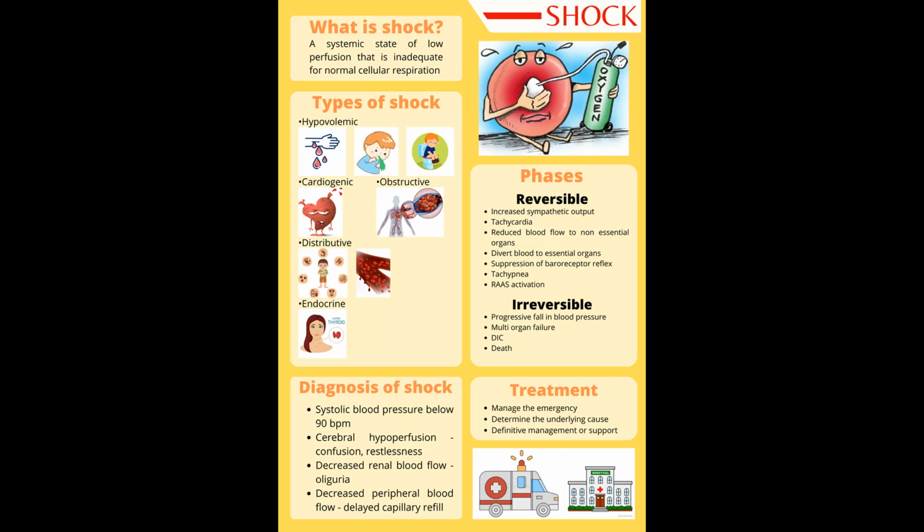Hypovolemic shock occurs due to reduced circulatory blood volume, and it is the commonest type of shock. Hypovolemic shock can be hemorrhagic or non-hemorrhagic. Hemorrhagic hypovolemic shock is due to excessive loss of circulatory blood volume. It can either be internal bleeding or external bleeding. Internal bleeding means bleeding into the body cavities or within the internal organs.